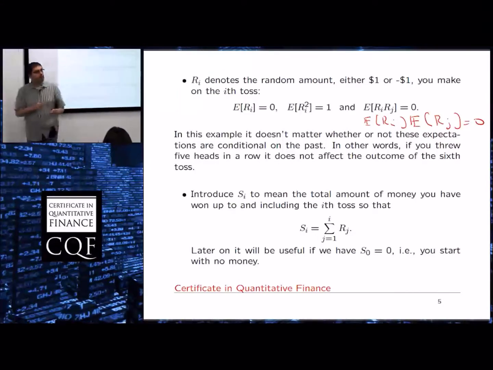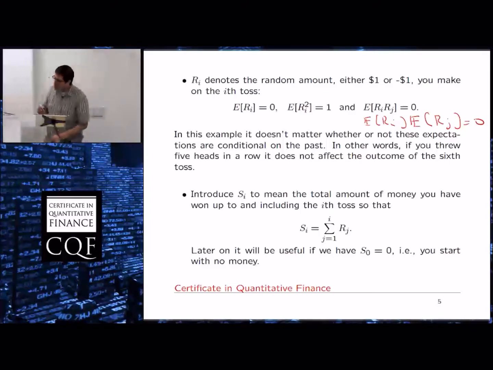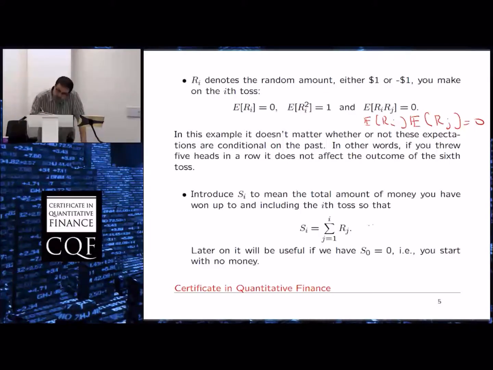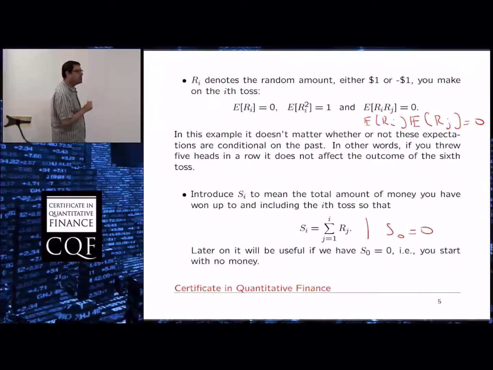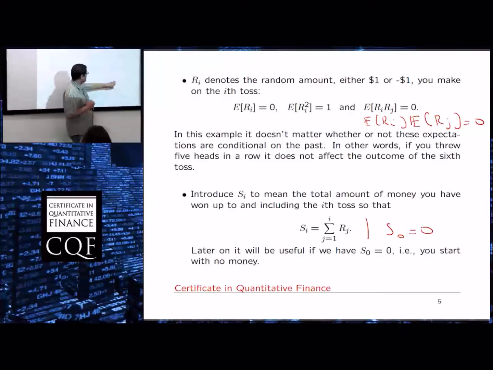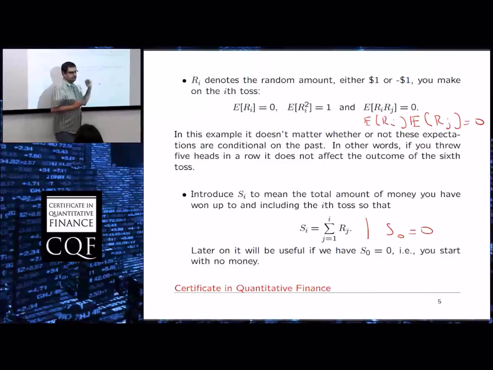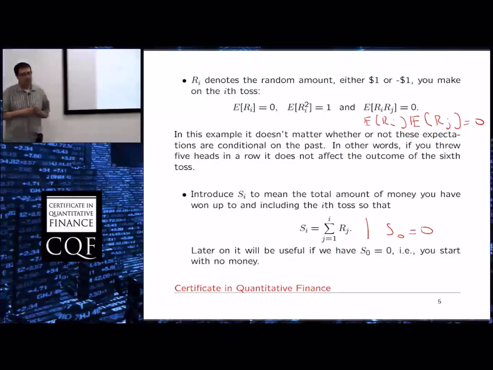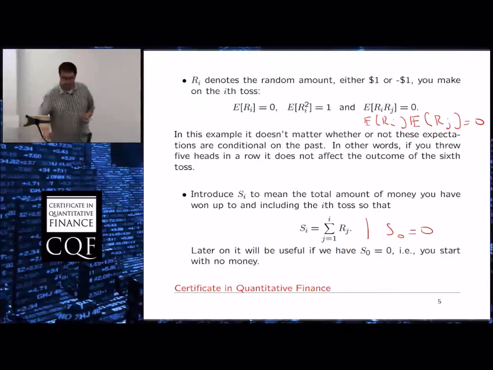Subject to the very important condition that at the beginning, S0 equals 0. That's a basic property. So we are fixing that because there's going to be no uncertainty as far as that's concerned. Right, everyone happy with that?